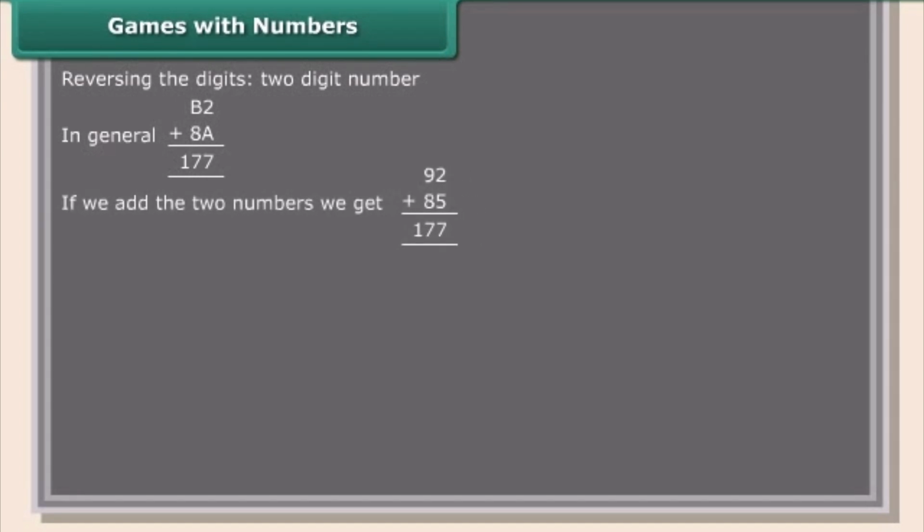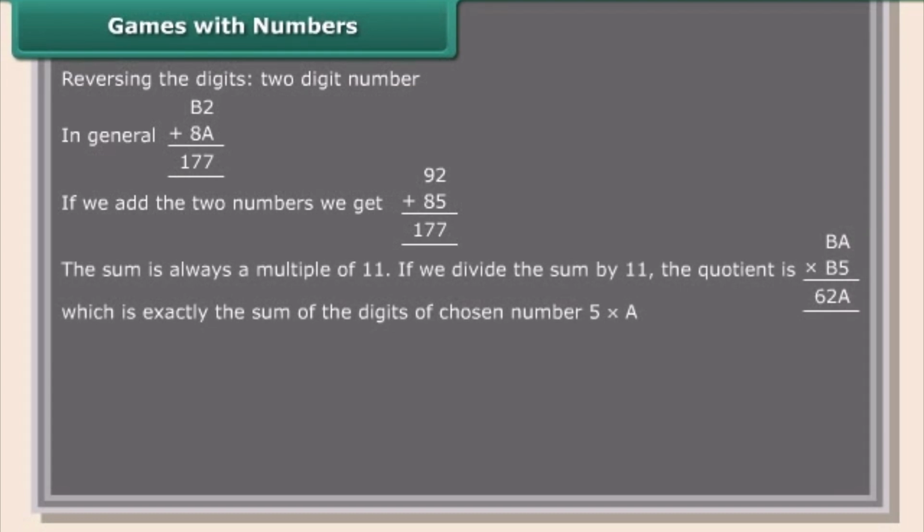Games with numbers. 1. Reversing the digits of a two-digit number. In general, B2 + 8A = 177. If we add the two numbers, we get 92 + 85 = 177. The sum is always a multiple of 11. If we divide the sum by 11, the quotient is the sum of the digits of the chosen number.